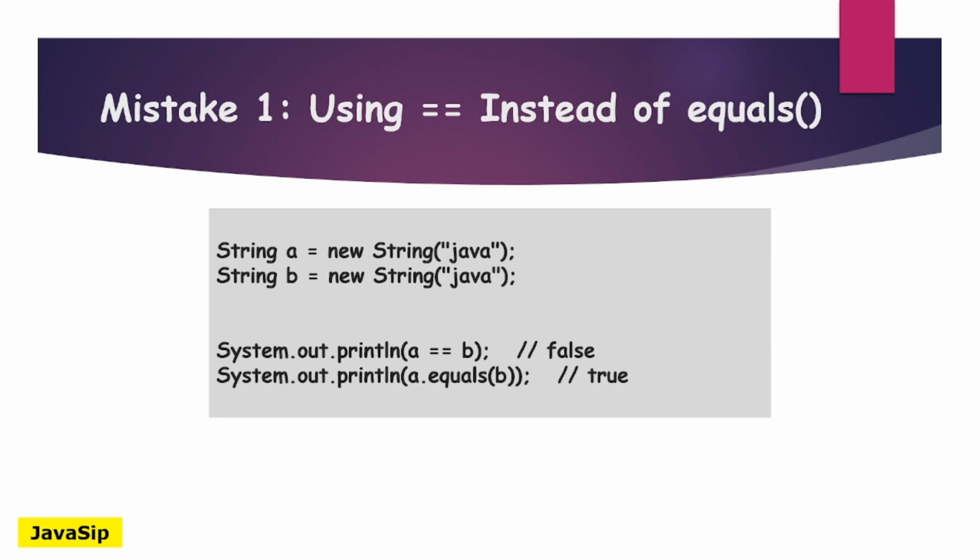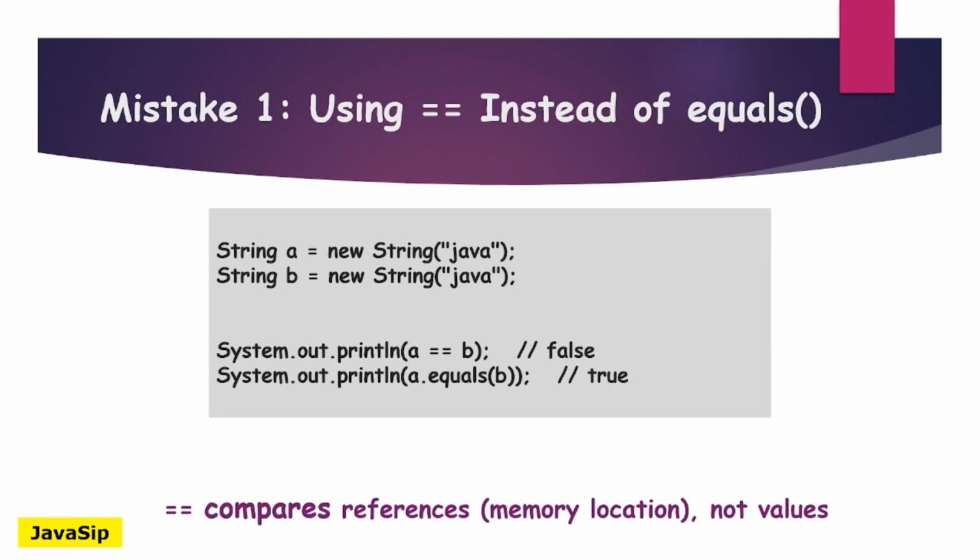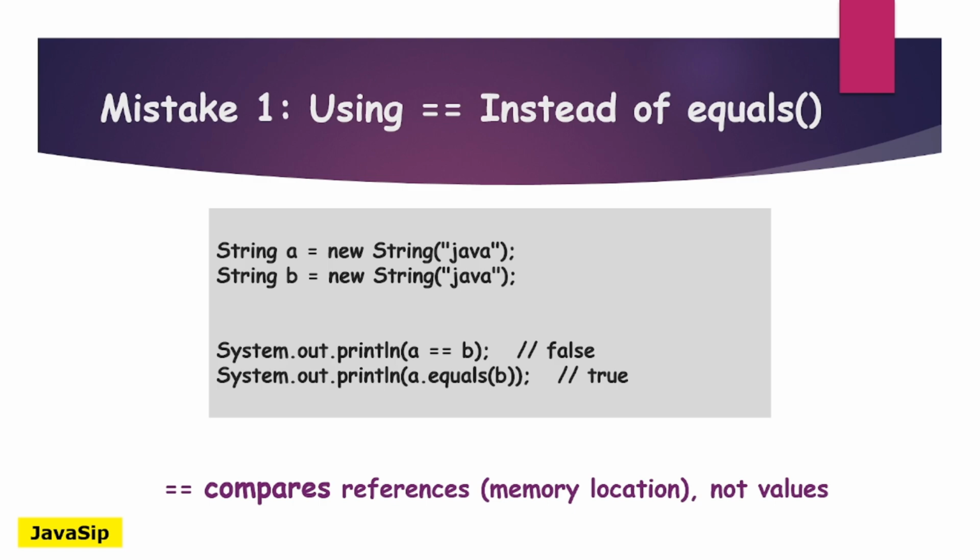String A and B have the same content but different memory locations. The == operator compares references, that is memory location, but not values. So the developer should think about what they actually want. They want to compare memory locations or they want to compare values, to avoid this mistake.